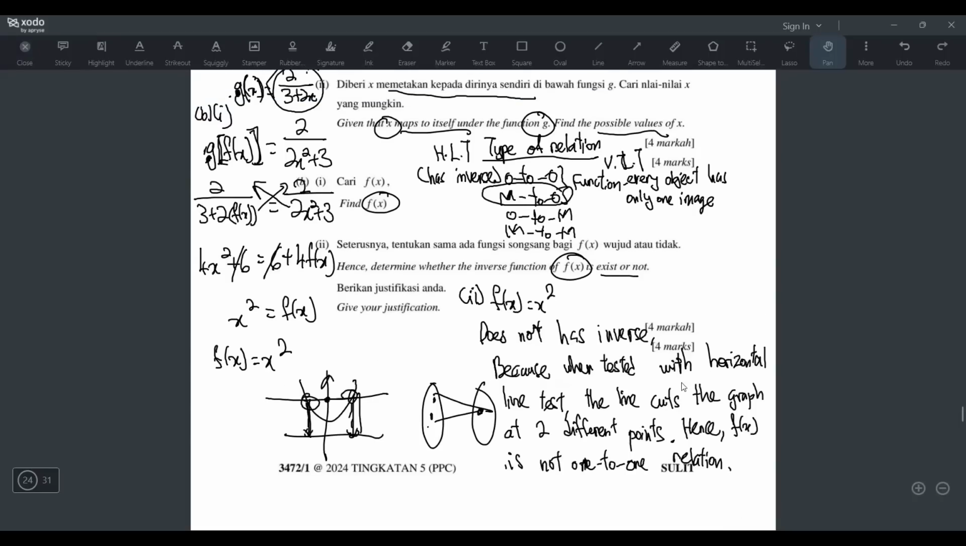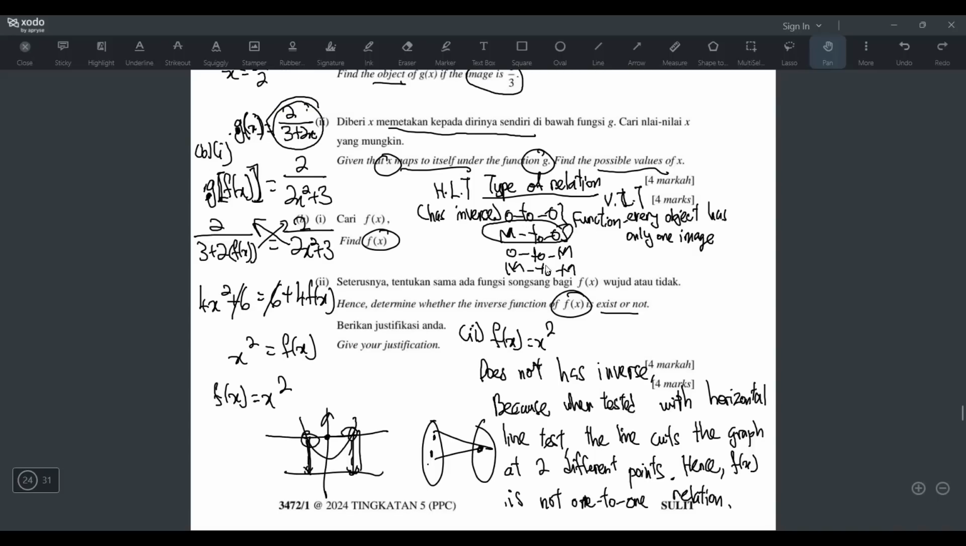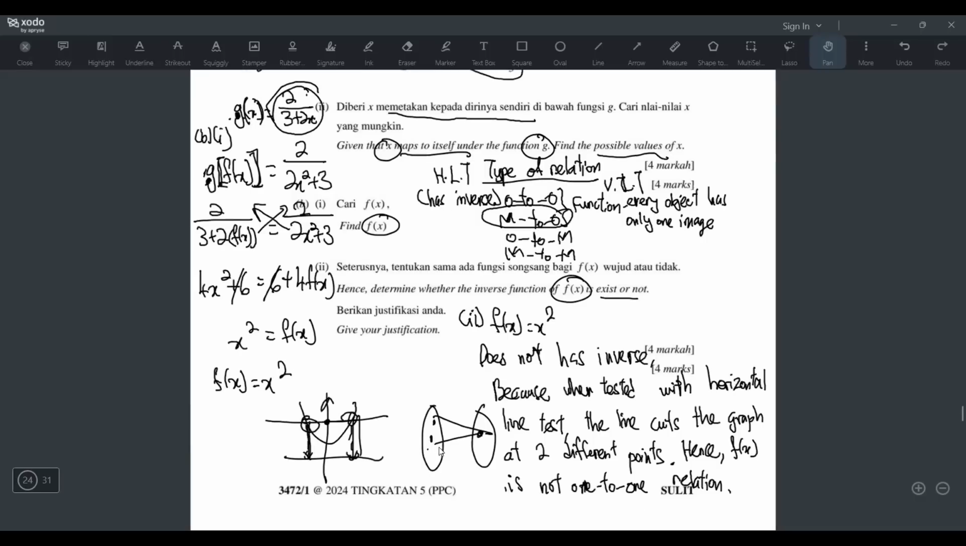Because you never leave out anything. You just write everything there. So these are the notes, so make sure you know all this.